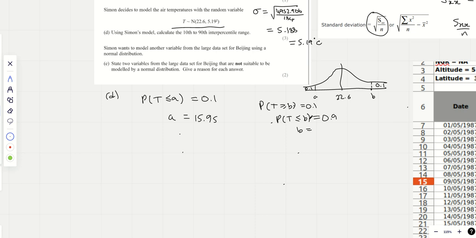Let me just check I've typed that in correctly. Oh, I've typed in as 26.6, not 22.6. You know, it's like so easy to miskey something, isn't it? And that comes to 29.25. And so the 10th to 90th interpercentile range is just a subtraction of these two.